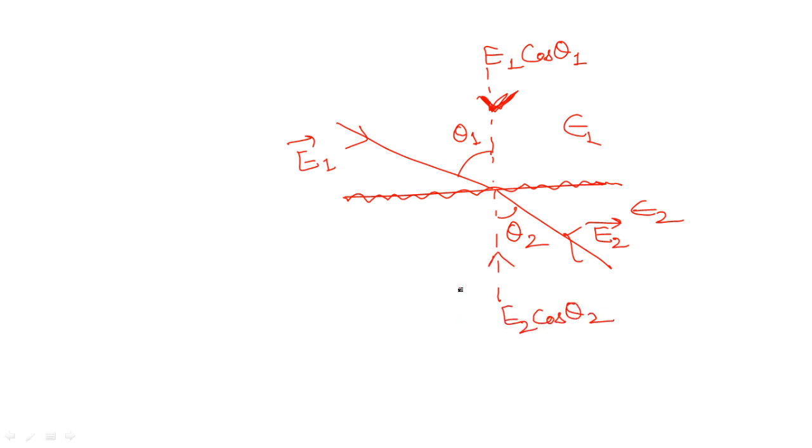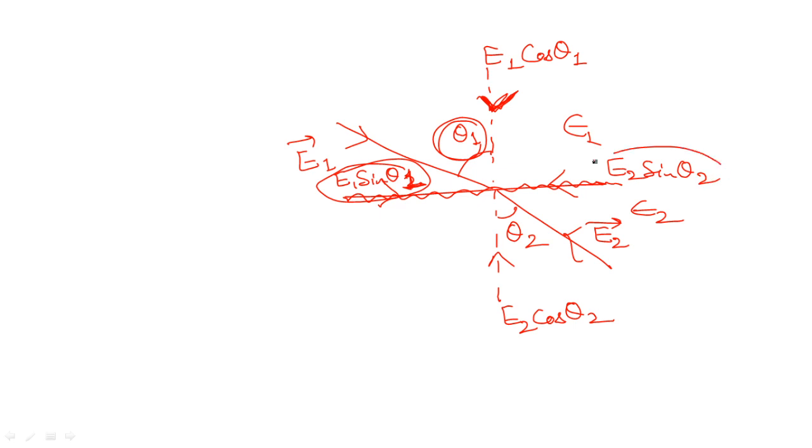E2 cos theta 2. Another thing, if I talk about this component, what will it be? It will be E1 sine theta 1, because it's perpendicular as per this angle which we have here. Okay, so that's why E1 sine theta 1. What about this one? E2 sine theta 2, which is the tangential component. Next, we know that the electric field's parallel or tangential components are continuous. Means E1 sine theta 1 is equal to what? E2 sine theta 2.